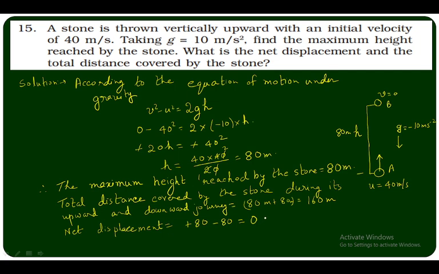So, net displacement during upward and downward journey is equal to 0. That is our answer. This is one answer and this is another answer.